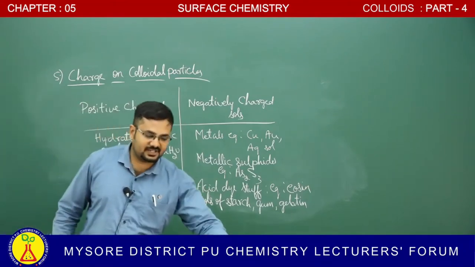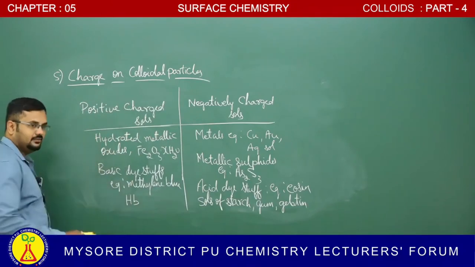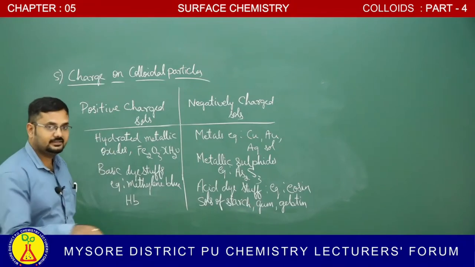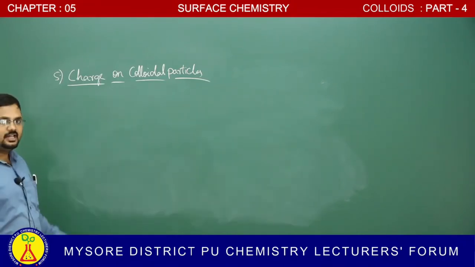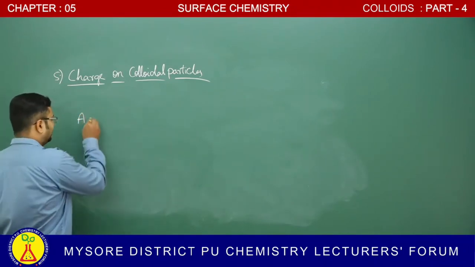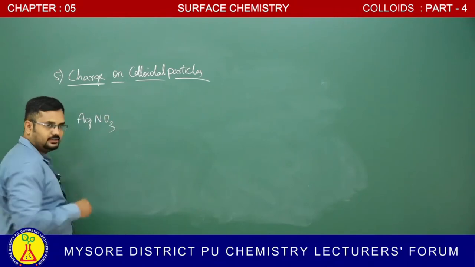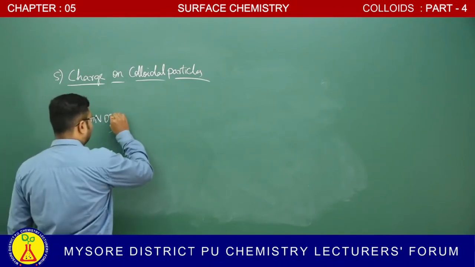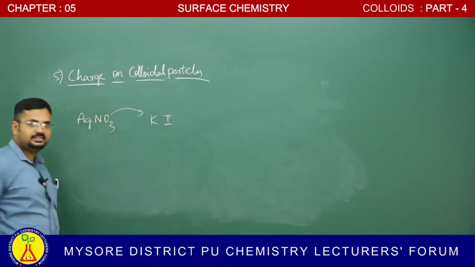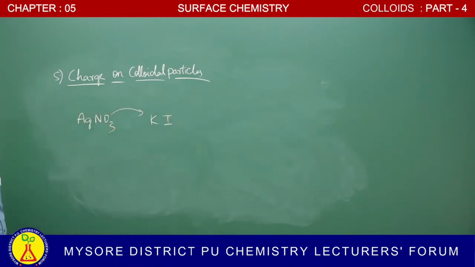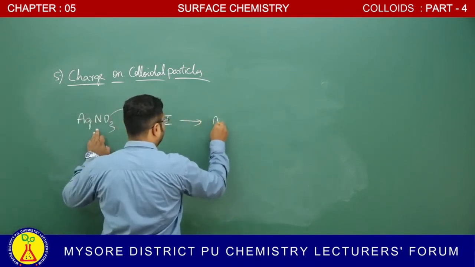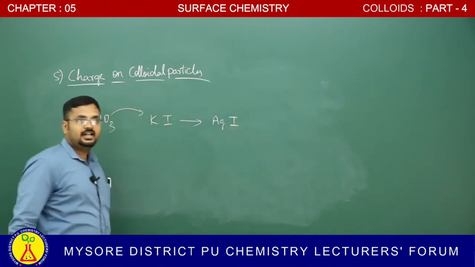Now, we say preferentially it adsorbs, so let us see how it adsorbs. Okay students, now let us take silver nitrate, a highly diluted AgNO3 solution. I am going to add this AgNO3 solution to a highly diluted potassium iodide solution. Now, what is the sol obtained? Here you are going to get AgI, silver iodide sol.